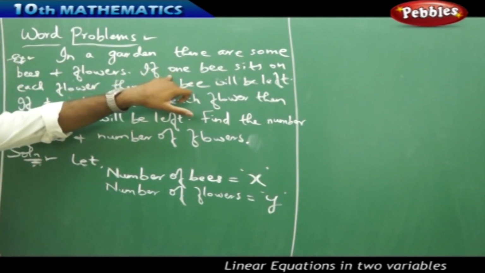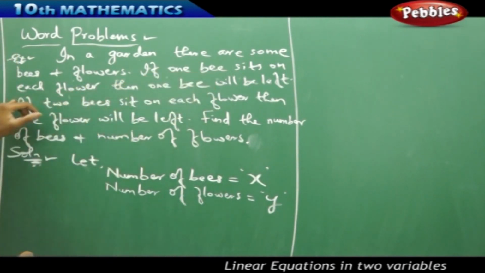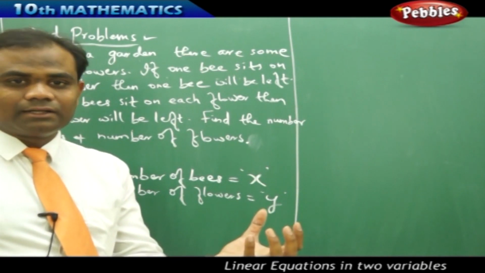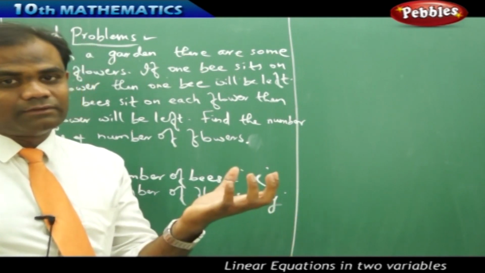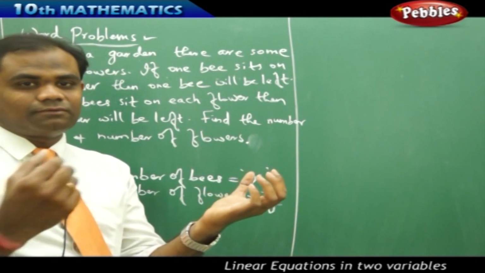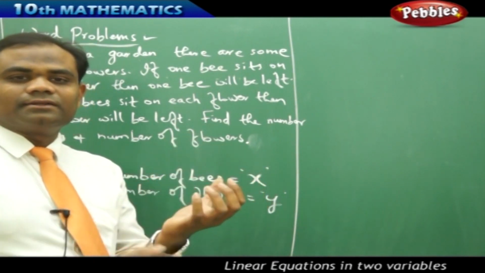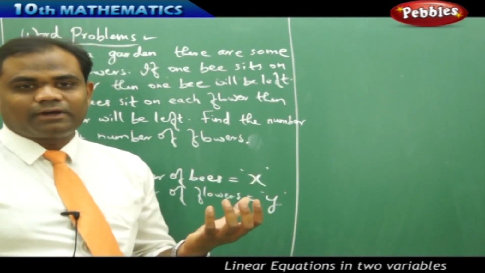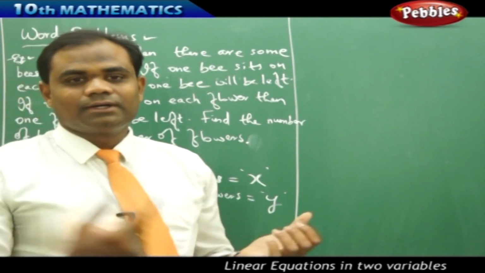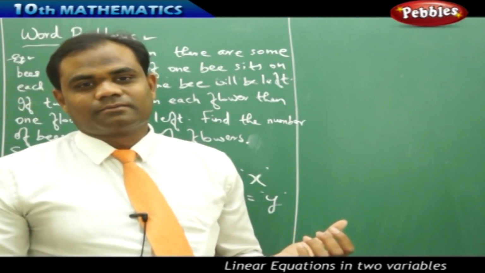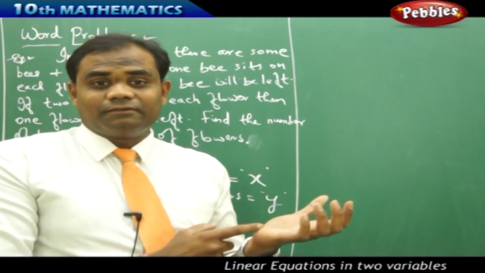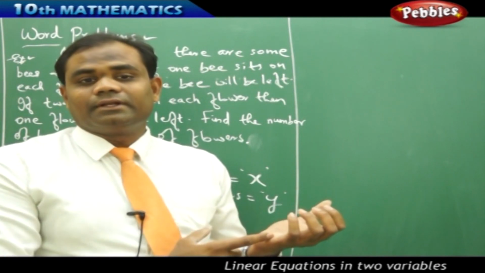Now if I read this statement very carefully, if one bee sits on each flower, then one bee is left. Therefore, say for example, I assume 5 flowers, then how many bees would be there for those 5 flowers? Because the statement says that if one bee sits on each flower, then there's one bee left. Therefore, if I have 5 flowers, there are 6 bees. Because 5 of them are already occupied on each of the flowers, then there's one left. That means 5 plus 1. Similarly, if there are 10 flowers, then definitely there are 11 bees.